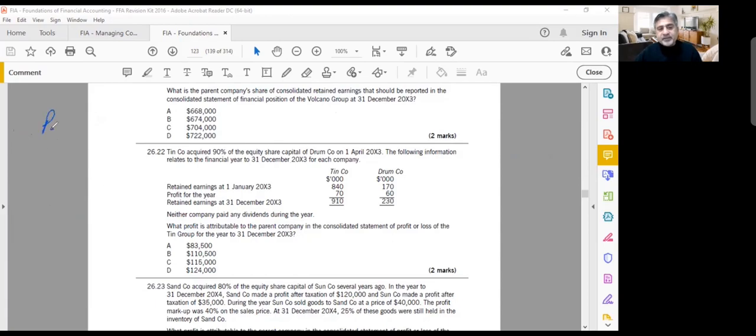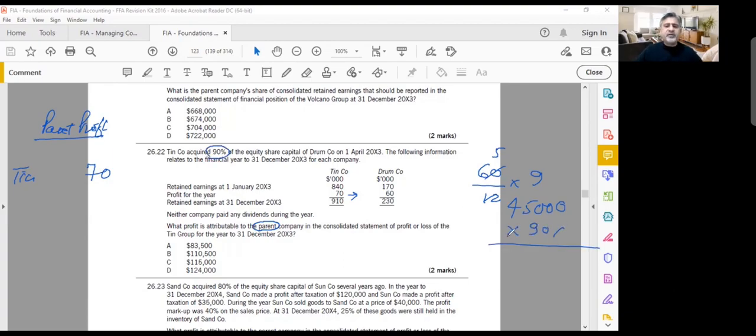So for the parent, and I'll say profit to make it clear, Tin company profit is 70. I'll take the full amount of that. But from Drum company, this is 60, and we have got only 9 months, from April till 31st December. So divided by 12 multiplied by 9, it makes 45. So 45,000 we have to take from here. This 45,000 is the full amount. We are not interested in the full amount because it says parent, and the parent has only 90%. So I'll take 90% of 45,000.